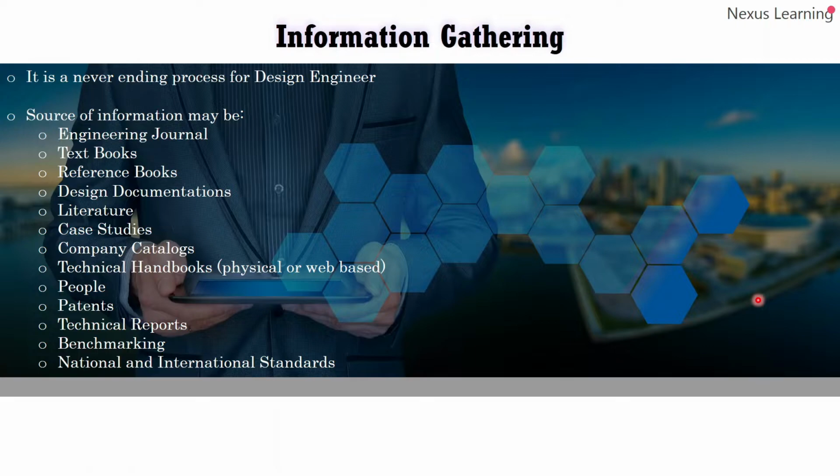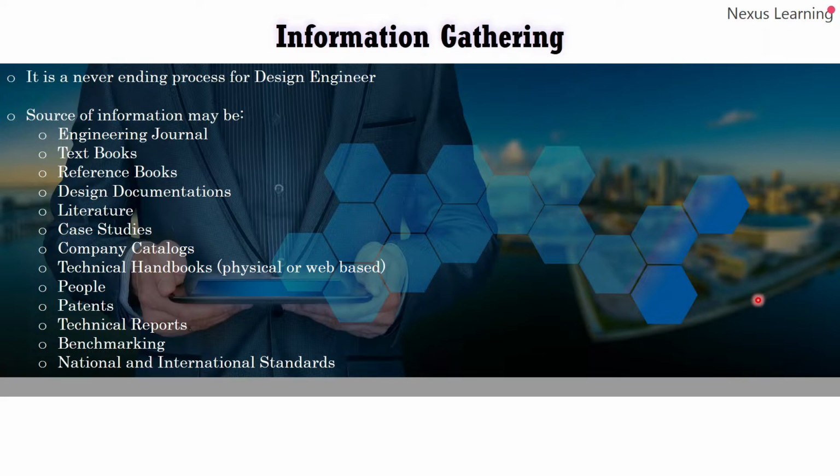The next stage is information gathering. It is a never-ending process for a design engineer. It is an ongoing process. We have to gather all the information regarding the product. So who has the product? What is the history of the product? What is the competitor doing with the product? What is the performance of the product? We may have to break down the product to gather the information.